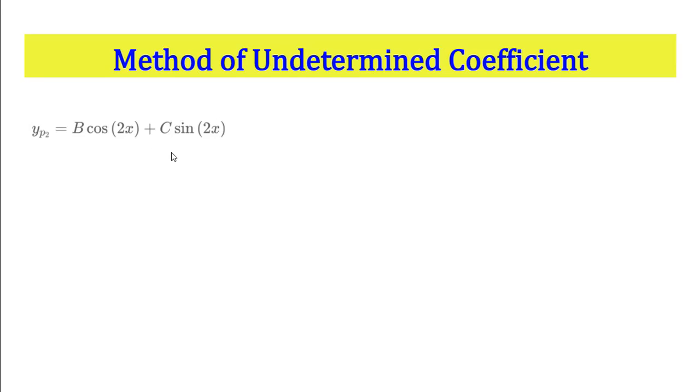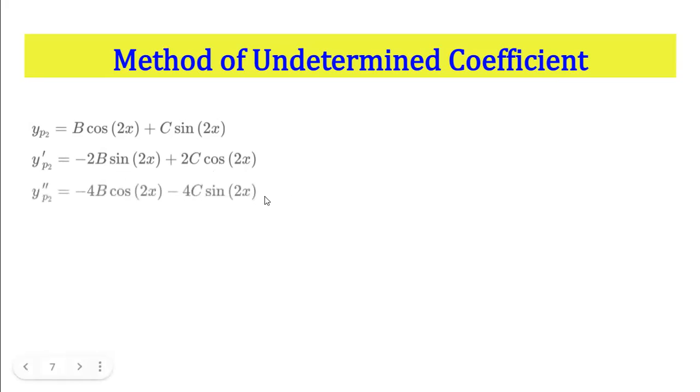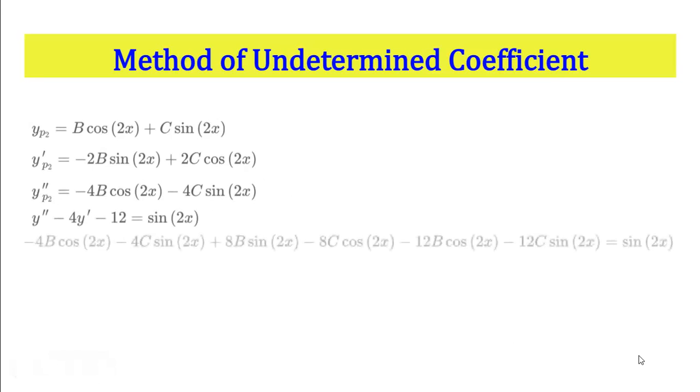So differentiating this particular solution twice, we differentiate for the first time, we have this value, and then we differentiate for the second time. Doing our second differentiation, it will bring up this particular value. Thereafter, we'll be substituting y prime of p1 and y prime of p2 into our non-homogeneous differential equation. So doing our substitution, it will lead us to these particular values.